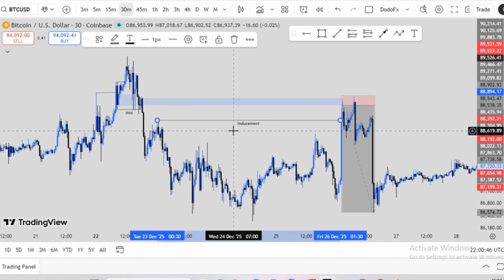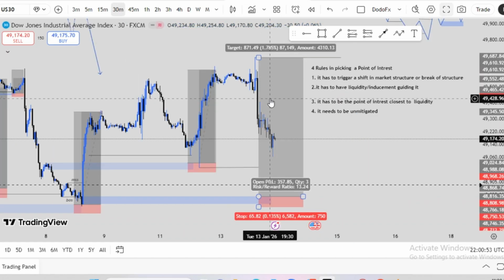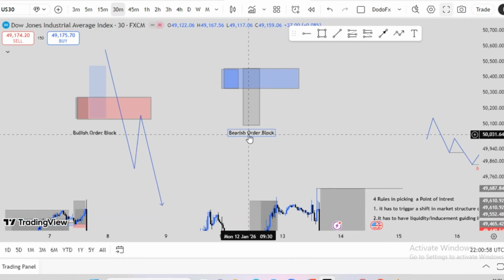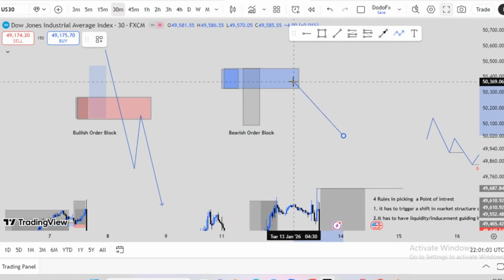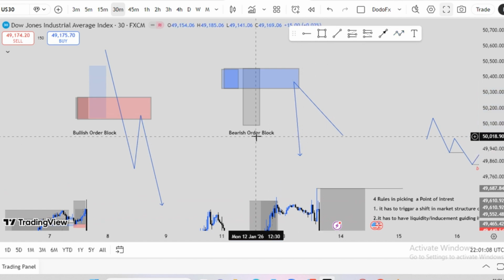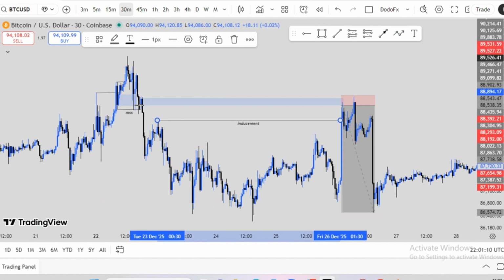And remember, we have 2 types of point of interest: the breaker block and the order block. If you notice from the diagram here, this is a bearish order block, so we're expecting the trade to come here, tap into it, and then sell. So now we'll be looking for a point of interest. We're looking for a bearish order block, which this is it here, and it is the one closest to this liquidity we have here. So that's where I pick my order block.